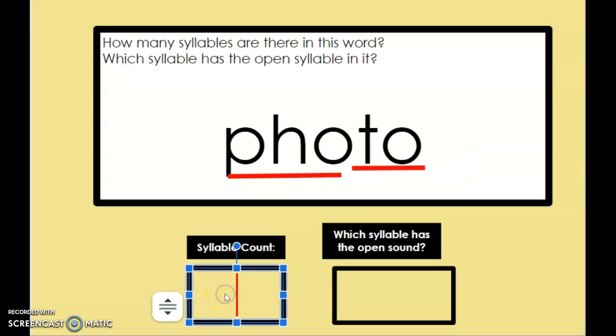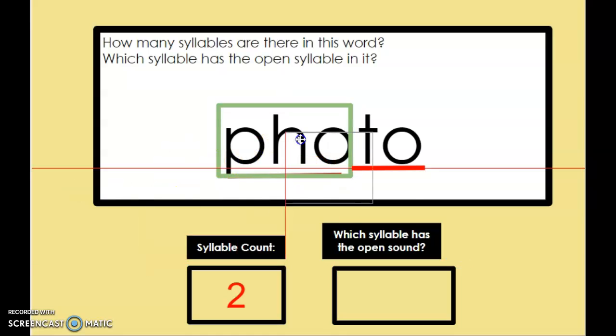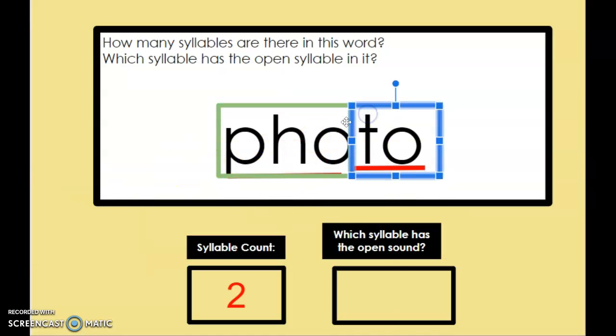And finally, photo. How many syllables? 2 syllables. 1, 2. Photo. And which syllable has the open syllable sound? Well, fo ends in an O, that's our vowel, and toe ends in a vowel, and they both make the long O sound. So we have another example of both first and last syllables having the open syllable sound.